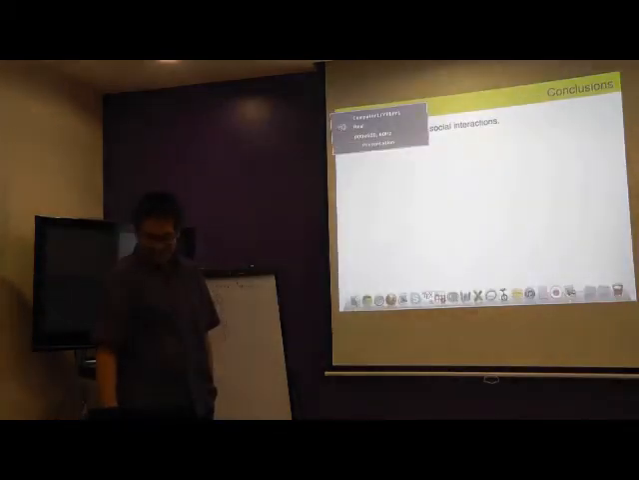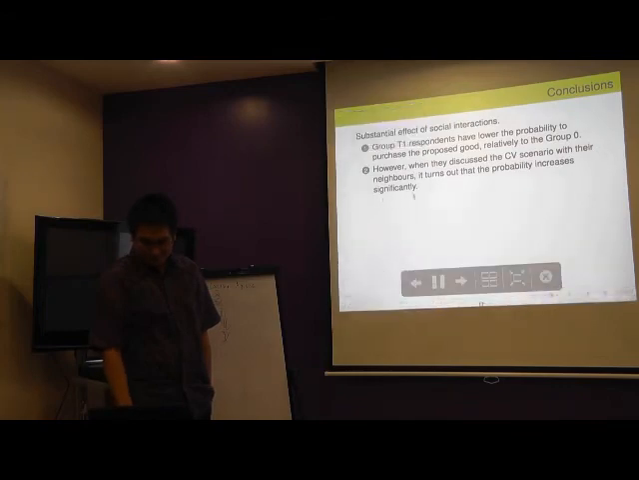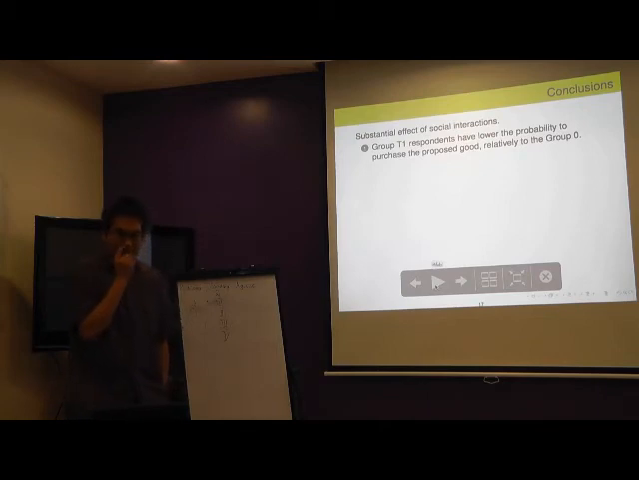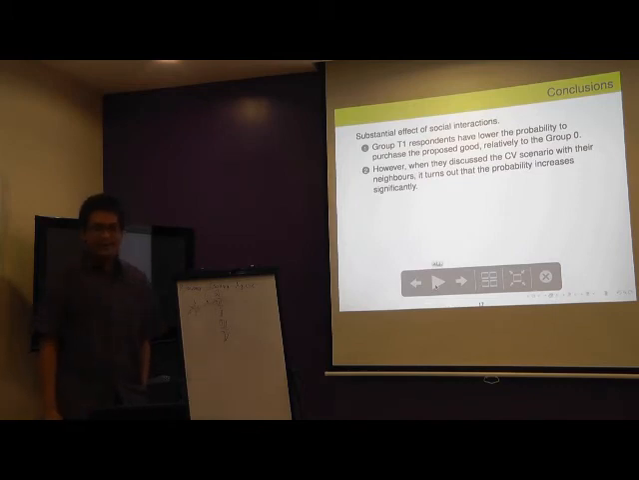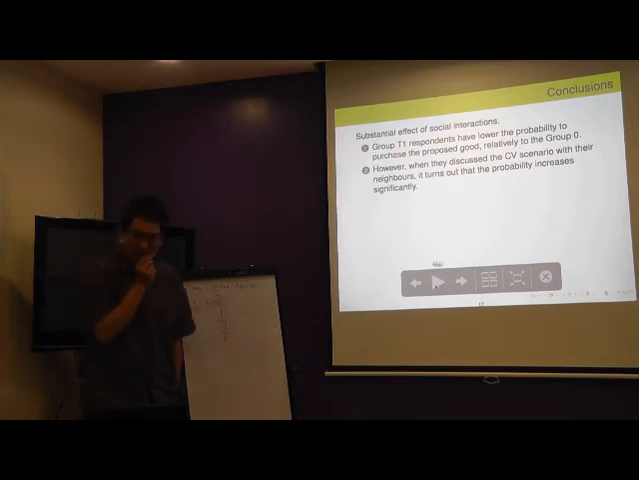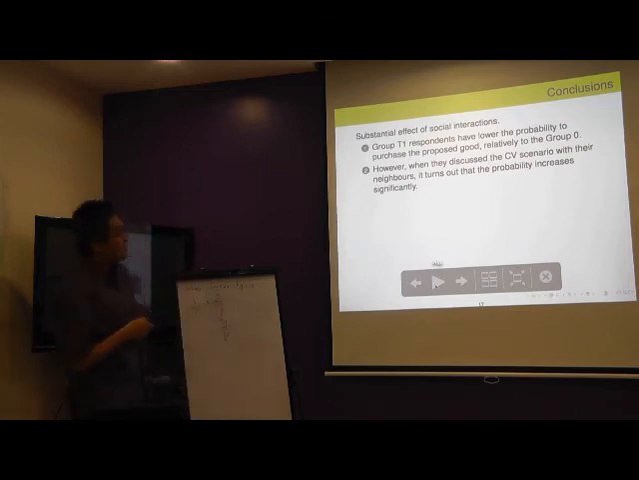Questions? If not, then, group T1 respondents have lower probability to purchase the proposed public good relative to group zero. However, when they discuss the CV scenario with their neighbors, it turns out that the probability increased significantly. This conclusion is actually similar to experiments on the provision of public goods. Agents who have time to think whether they want to contribute or not to the public goods tend to contribute less than those who do not have time to think.